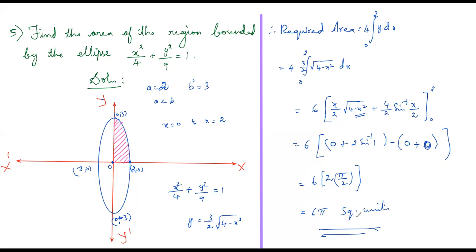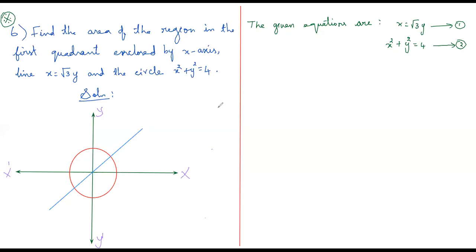That's all. Now let's move to the next question, which is question number 6. Okay, let me read the sixth question. The sixth question is: find the area of the region in the first quadrant enclosed by the x-axis, the line x is equal to root 3 y, and the circle x squared plus y squared equal to 4. So you have to consider the x-axis, this line, and this circle.